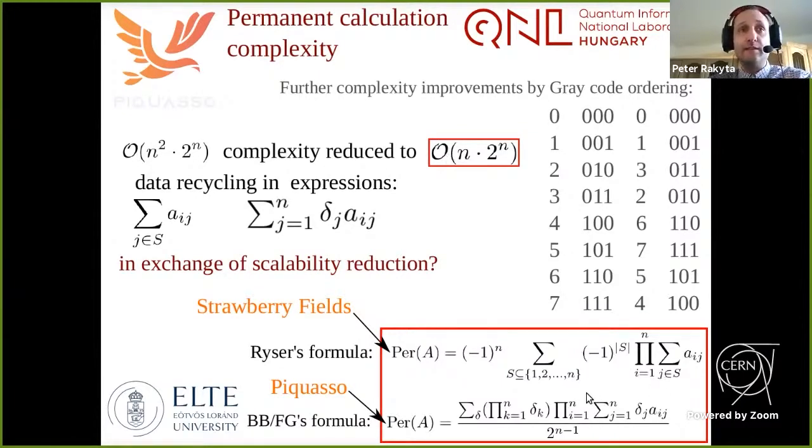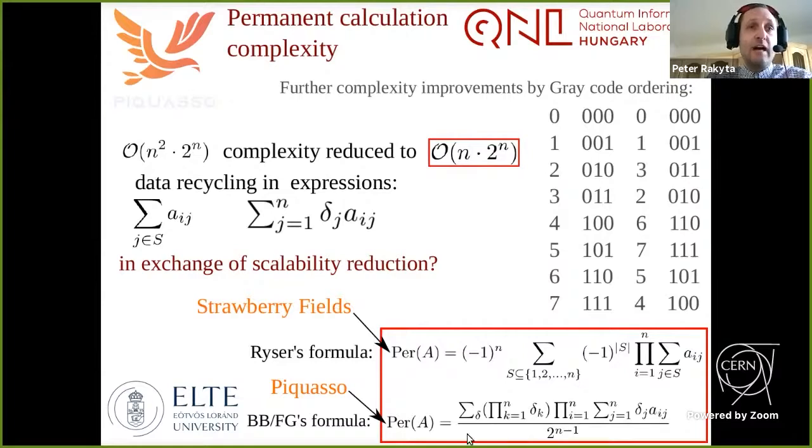We implemented this expression in our Piquasso bosonic quantum computer simulation framework. And to be more precise, we didn't implement this specific Gray code implementation. We have another implementation which basically does the spawning of computation tasks in a very well designed way. So we don't do this extra logic of Gray code indexing and processing. So we are sparing it.